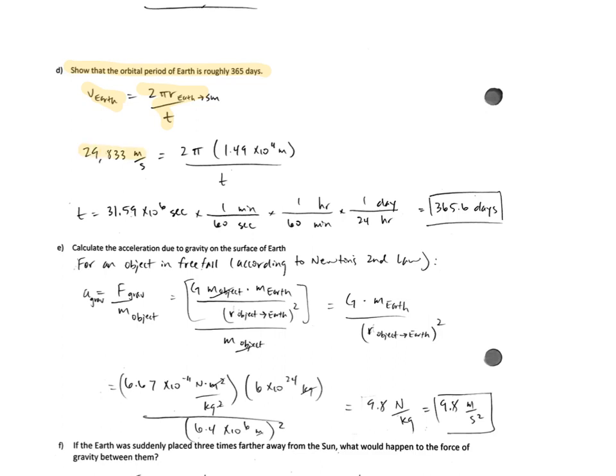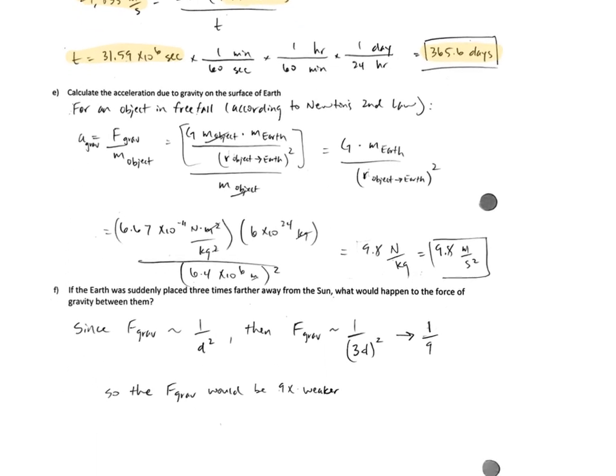We just found the velocity in the previous problem. We're going to set that equal to 2 pi r. This is the Earth to Sun radius, right? That's the radius of the circular path. And then we get a time in seconds because we used a velocity in meters per second. And so we're just going to do some dimensional analysis. Divide by 60, divide by 60, divide by 24. And we get pretty darn close to 365 days.